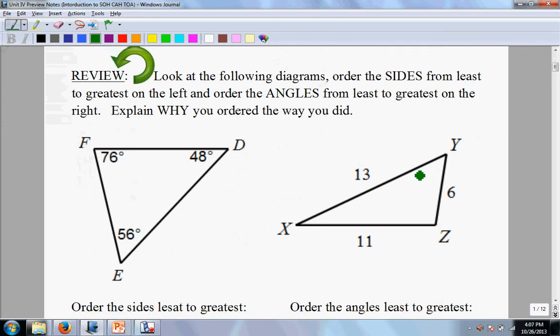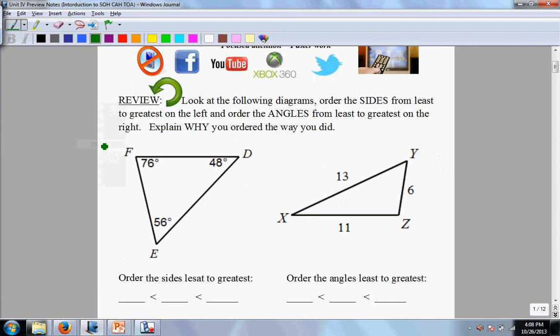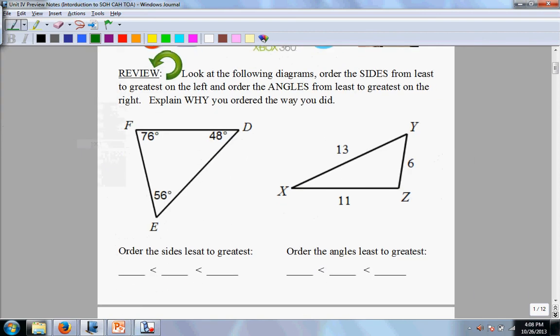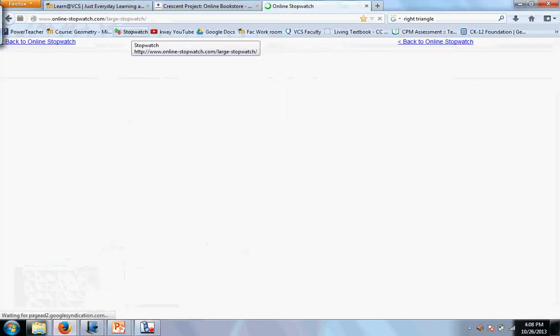Let's do a quick review here. You're going to look at the following diagrams and order the sides from least to greatest on the left and order the angles from least to greatest on the right. You should be able to explain why you ordered the way you did. Go ahead and order those. I'll give you 1 minute.